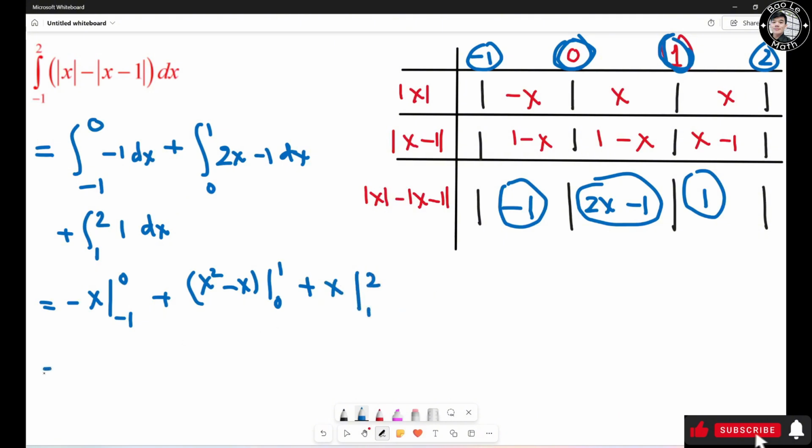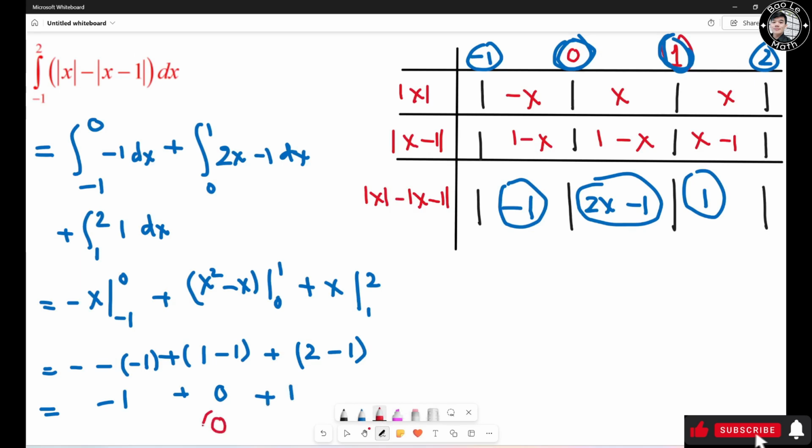The first part, substituting, gives -1. The second part gives 1 minus 1, which is 0. The third turns out to be 2 minus 1, which is 1. Simplifying, it's -1 plus 0 plus 1. So the answer must be 0.